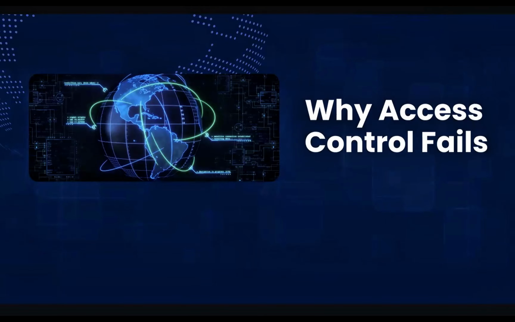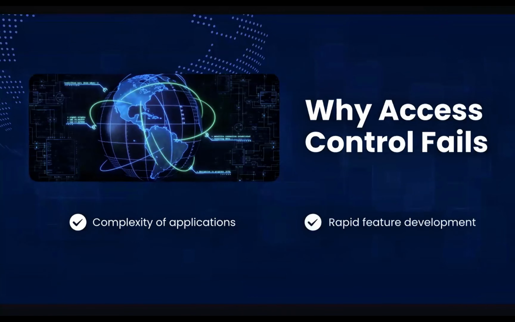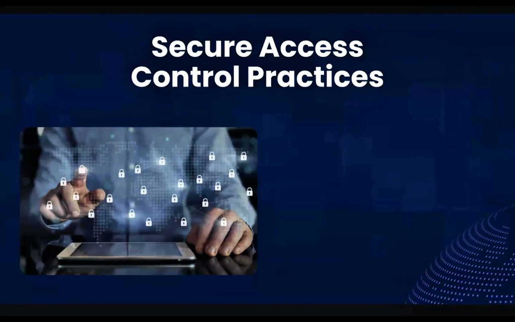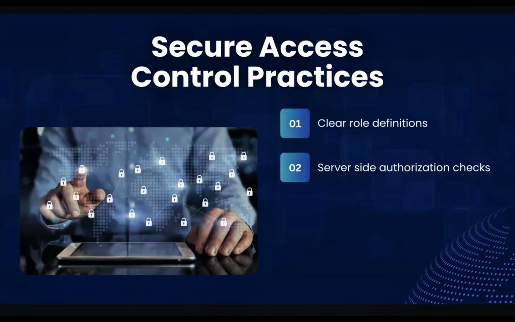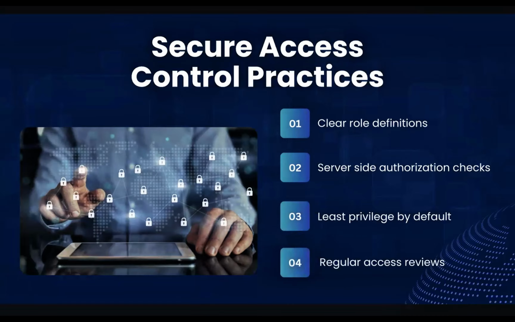Why does access control fail? Failures often come from process and design. Applications can grow more complex. This is one of the reasons. Features are added rapidly. In some organizations, some roles are poorly defined. And security sometimes is added too late to some systems. Strong access control is built intentionally, and here are a few you can consider. The first one is always define clear roles. Second one is enforce server-side authorization checks. The third one is apply least privilege by default. And the last one is perform regular access reviews.